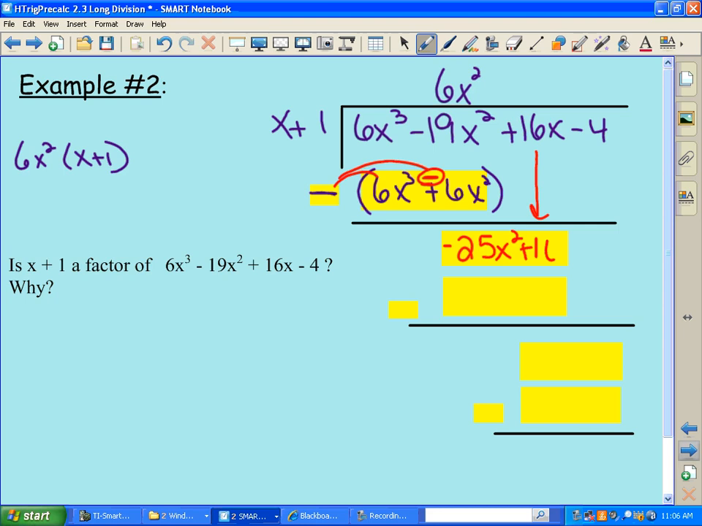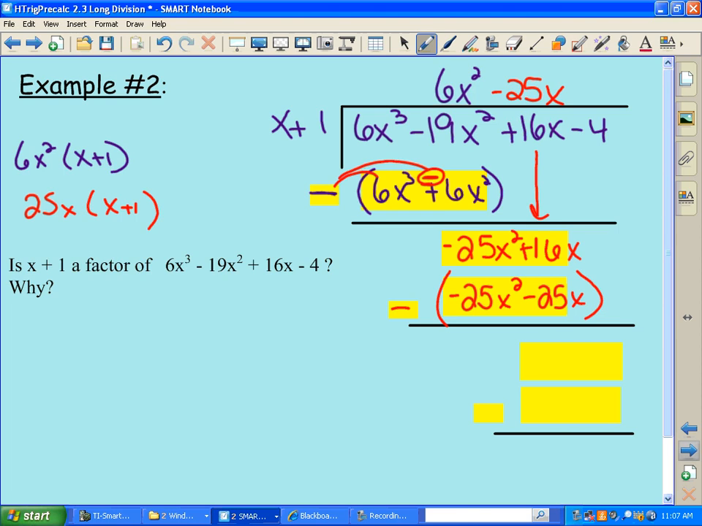Bring down the 16x. We have an x, but I need it to be negative 25x squared. So it needs a negative 25x. When I multiply, I get negative 25x squared minus 25x. And then again, big minus sign, so that turns both of them into pluses, because you're distributing that through. So those cancel, but 16 and 25 make 41x. And then we bring down the minus 4. I have an x, but I need a 41x, so I need that 41.